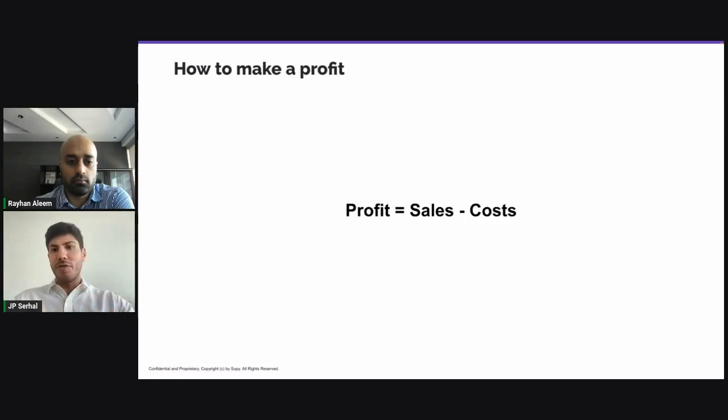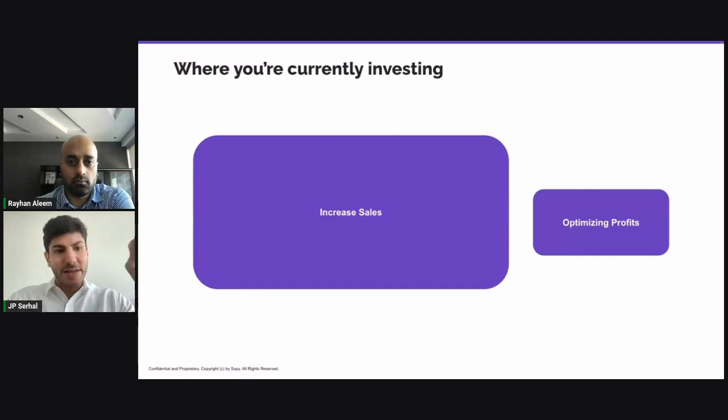Now, how to make a profit? The profit formula is quite simple. It's sales minus costs. What we've seen in the market is that most F&B operators are investing their money in trying to increase sales. You invest your money by joining an aggregator. You invest your money by promoting your restaurant within that aggregator through ads. You invest your money by doing a social media marketing campaign.